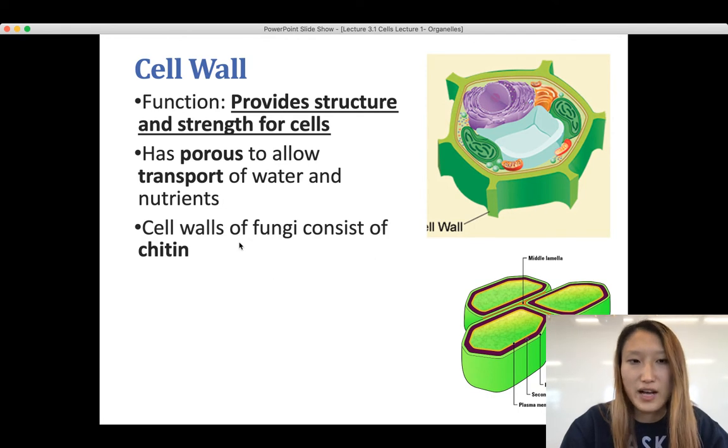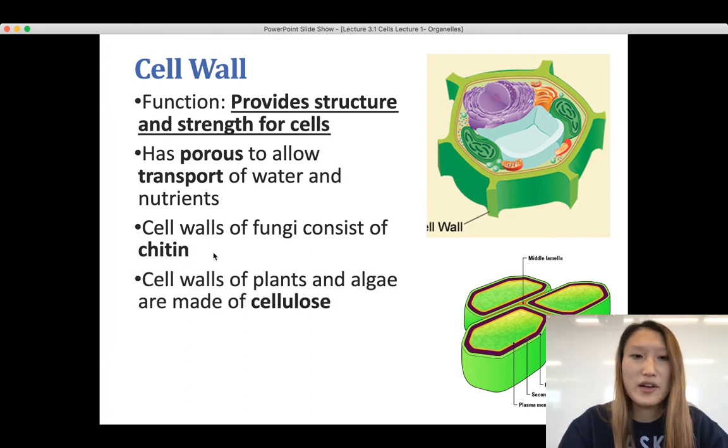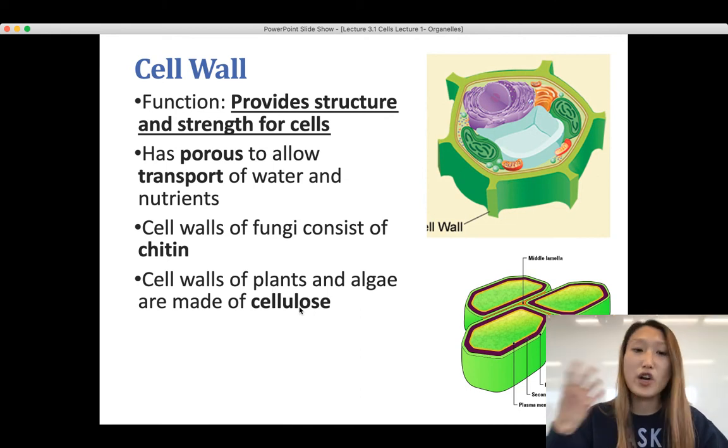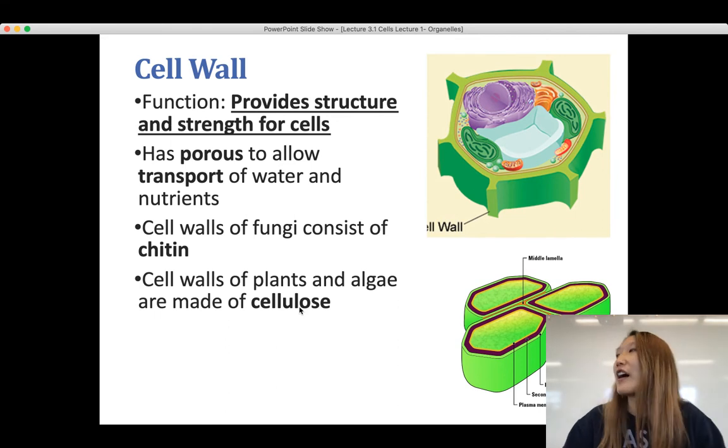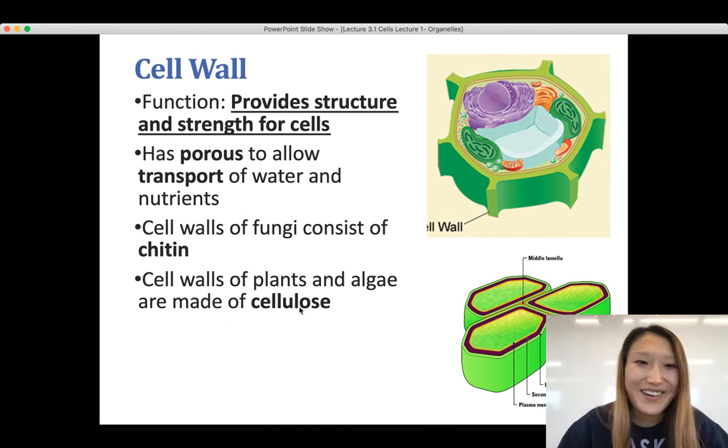Cell walls of fungi. So the cell wall also exists for fungi. Chitin is the type of carbohydrate contained in the cell wall of fungi. In comparison, plants and algae have a carbohydrate called cellulose. Okay, so cellulose is a word that you need to know. It makes up the cell wall of plants. So what happens with herbivores, right? Goats, rabbits, cows, llamas, they all eat plants for a living, right?